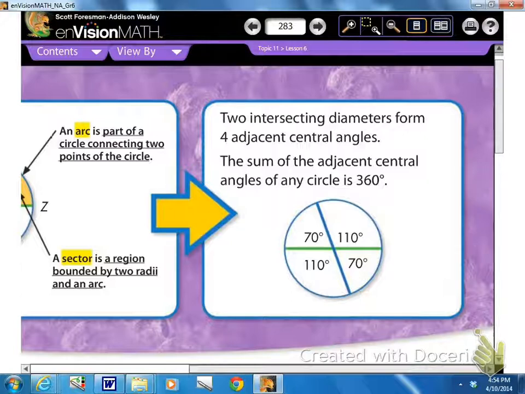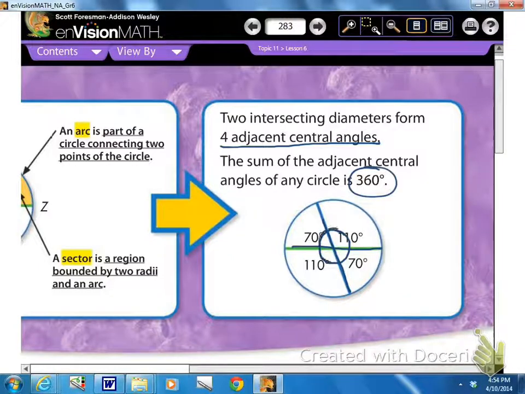All right, we're looking at the other page here, that I thought I paused it, but here we're going. We've got 2 intersecting diameters that form 4 central angles. So here we have one diameter and another. So we have 4 central angles, and it says the sum of the adjacent central angles, adjacent meaning they're side by side, they share a side, the sum of these angles altogether would be 360 degrees.